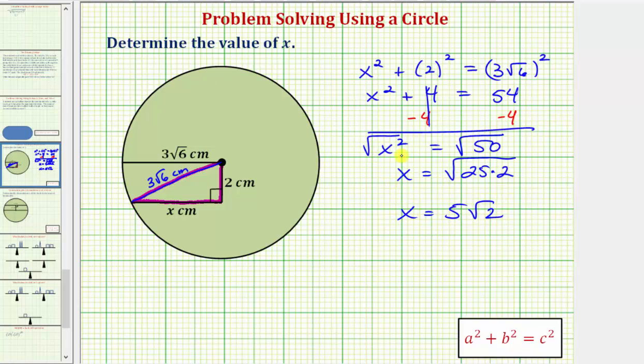The question asks for the value of x, which again is 5 square root 2, but this tells us this leg of a right triangle has a length of 5 square root 2 centimeters.